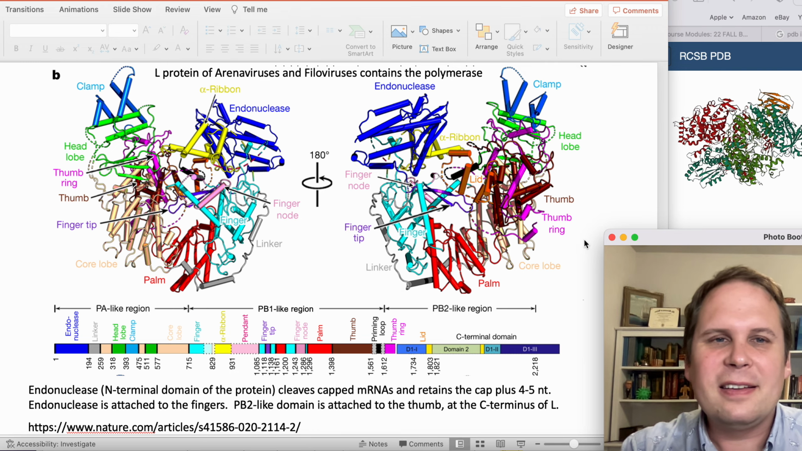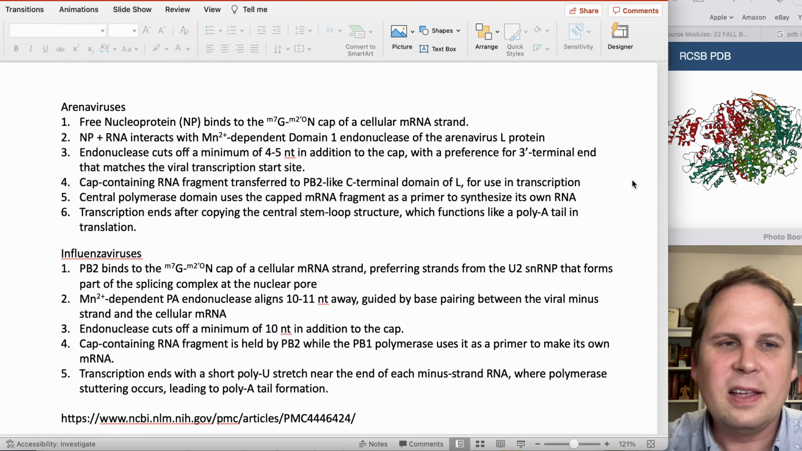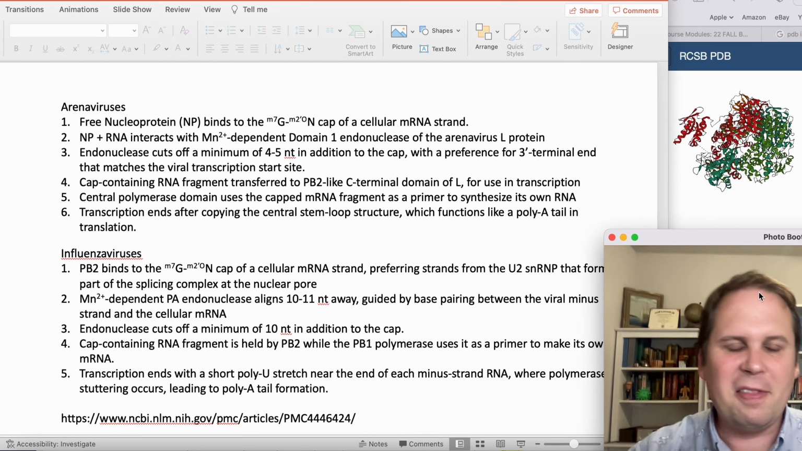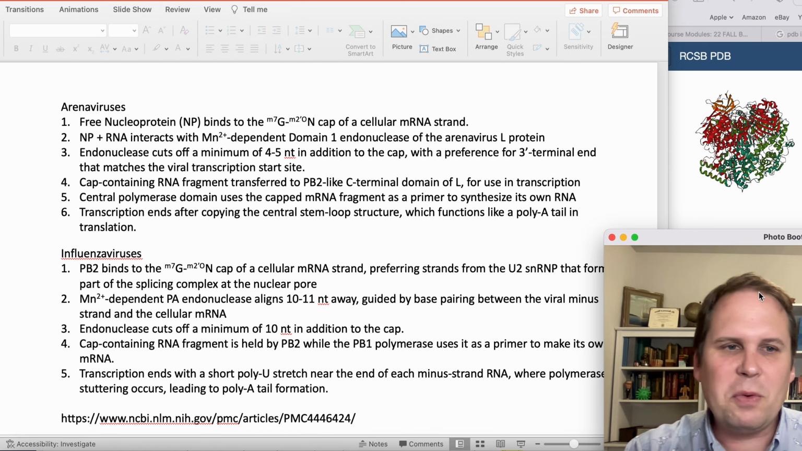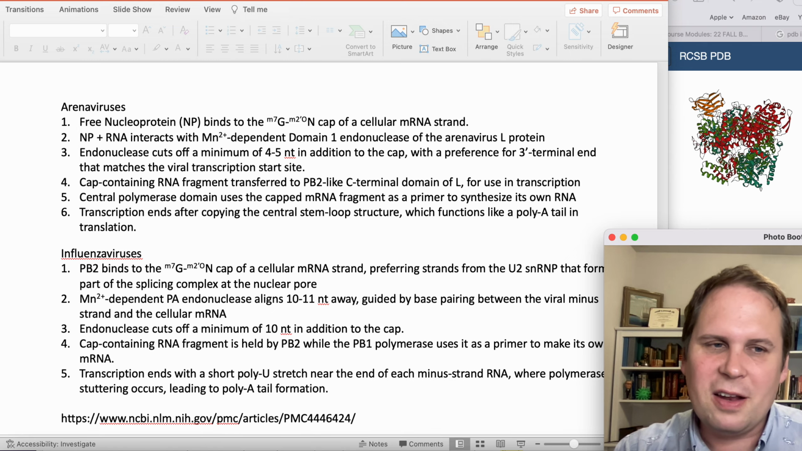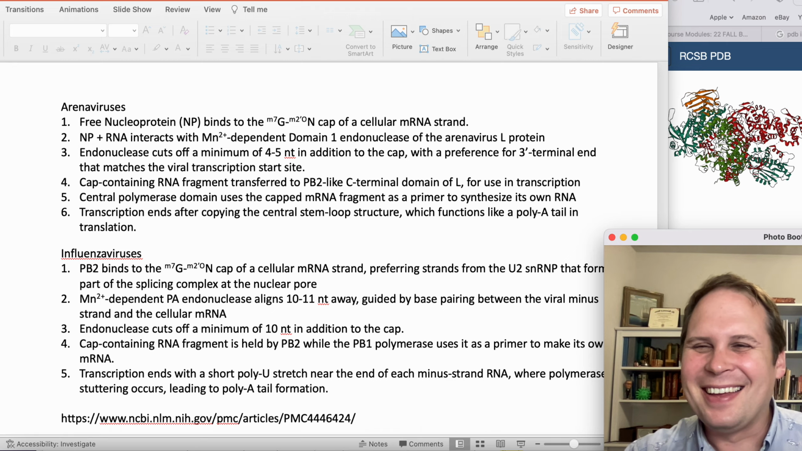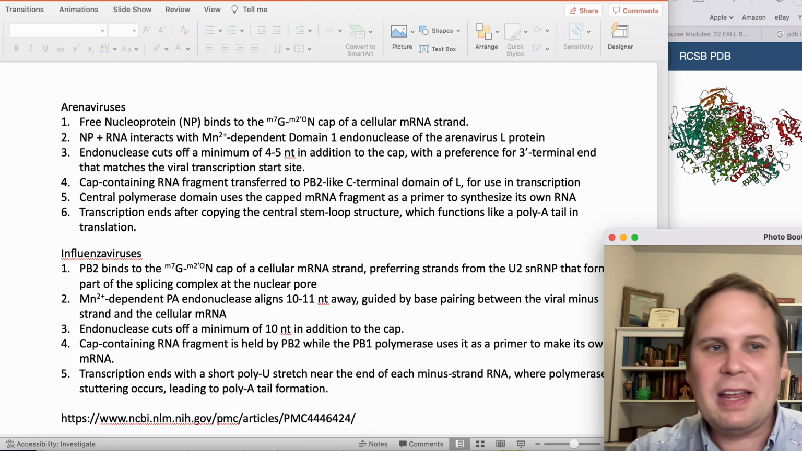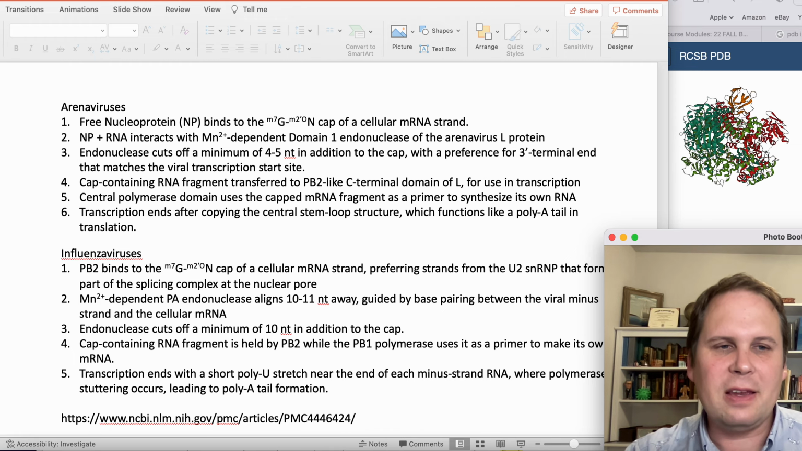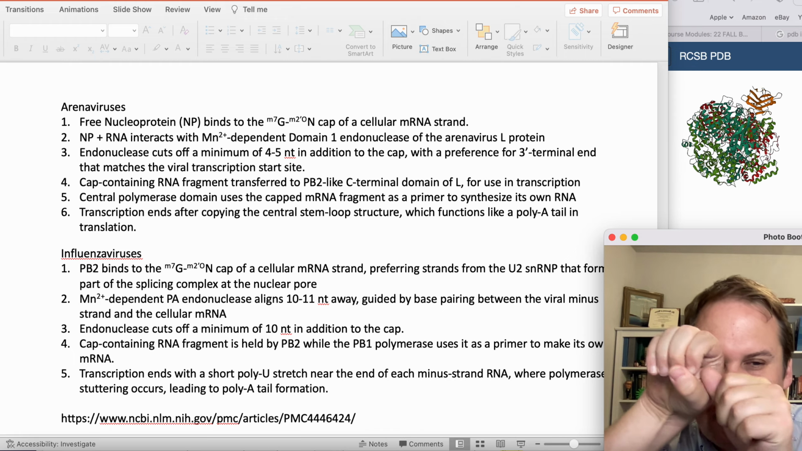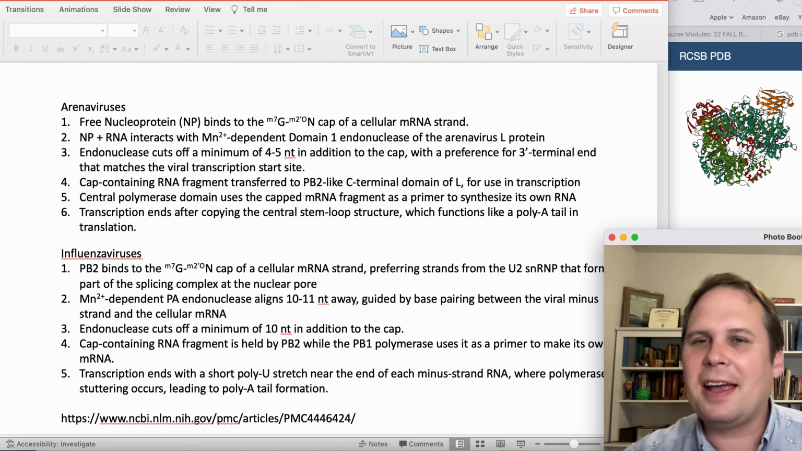All right, let us continue. So here is the big old thing. Since we've got an exam question on basically comparative virology, let's do some comparative virology for you. Why not? Okay, so in arenaviruses, they have an extra protein called the nucleoprotein. It has a little cap binding pocket, and so the little cap goes right into there.